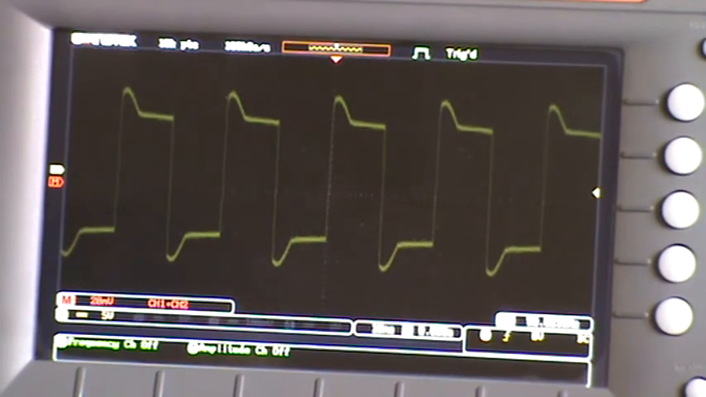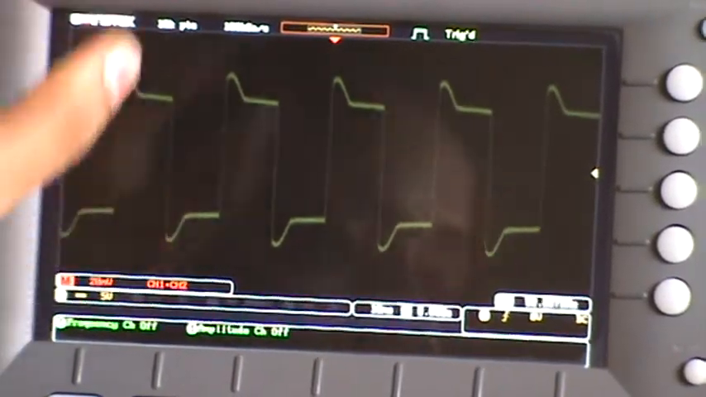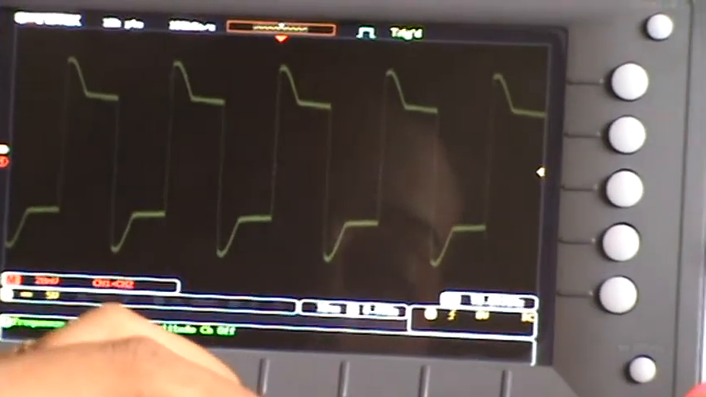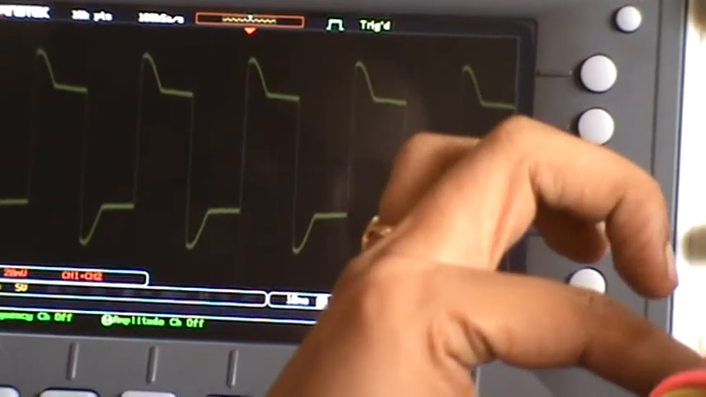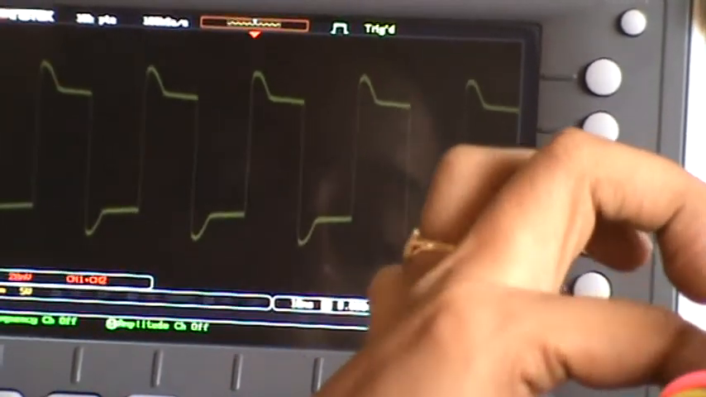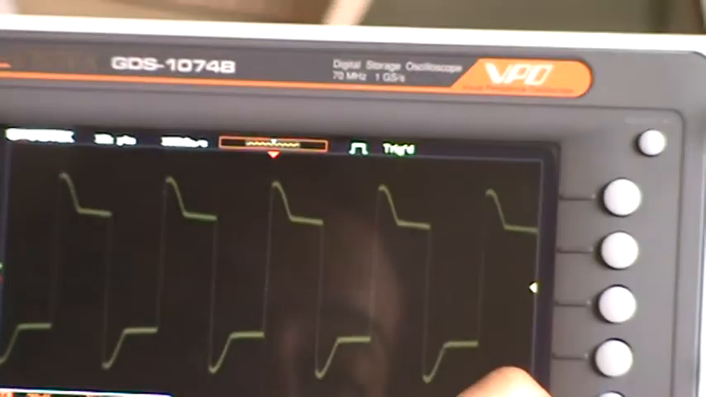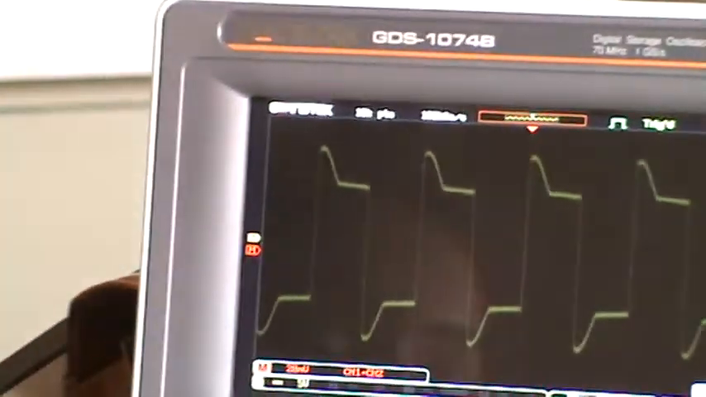When we connect these two diodes, we see the spike in the output waveform reduces. Suppose we remove the diode connection, the spike in the output voltage increases. With the diode connection the spike reduces, and if I remove the diode connection, the spike in the output waveform increases. This is the parallel inverter output.